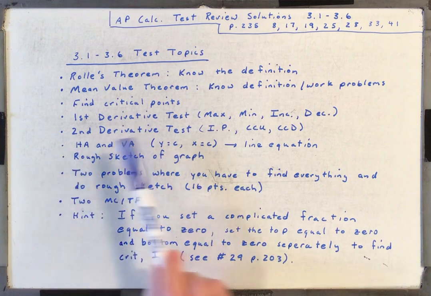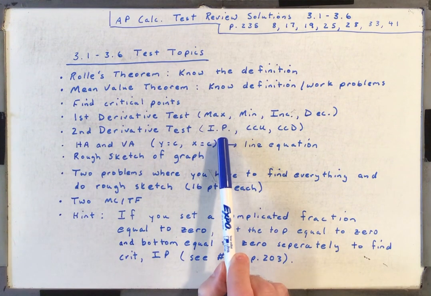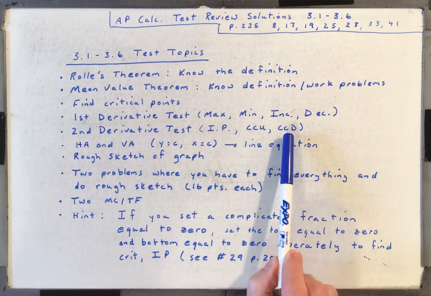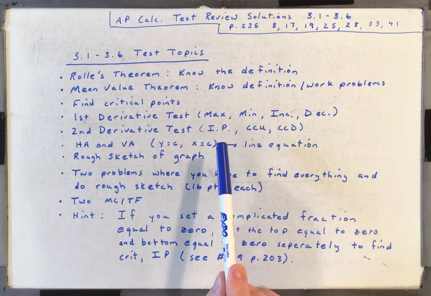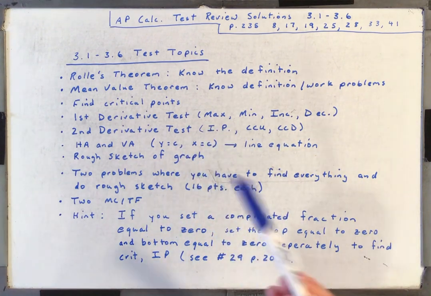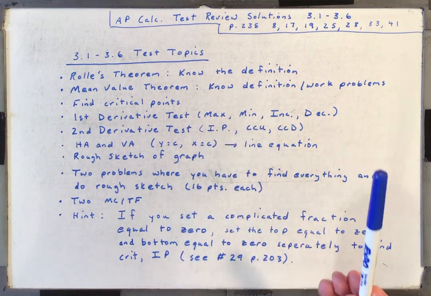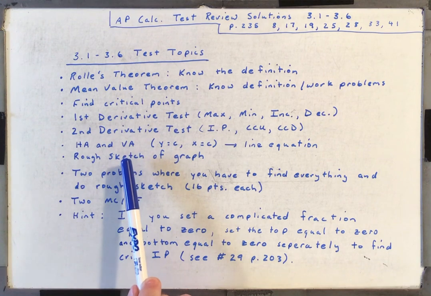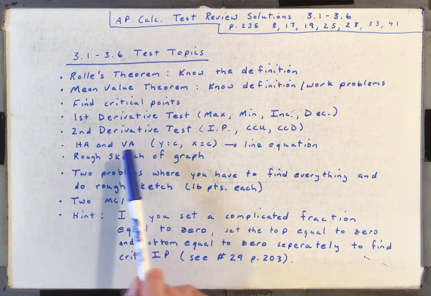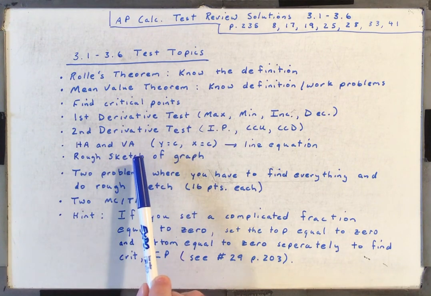Then the second derivative test where we find the inflection point, the concave up and concave down intervals. And of course, you also need to get the y value of the inflection point by plugging into the original equation. Horizontal and vertical asymptotes, you need to be able to find those.